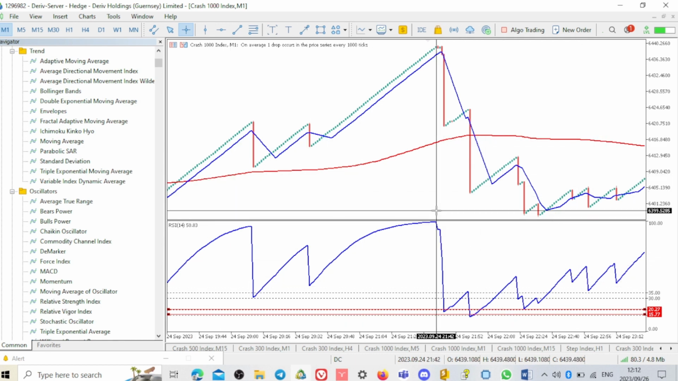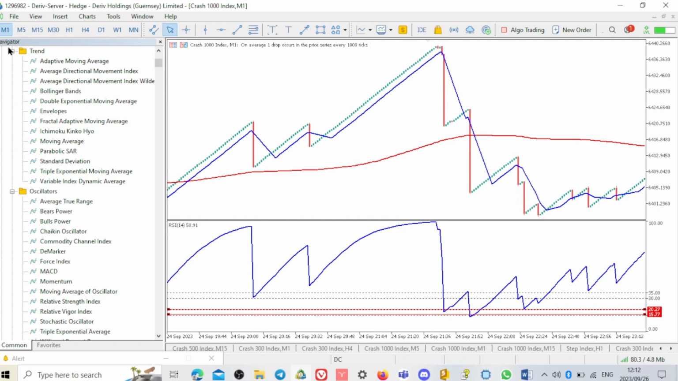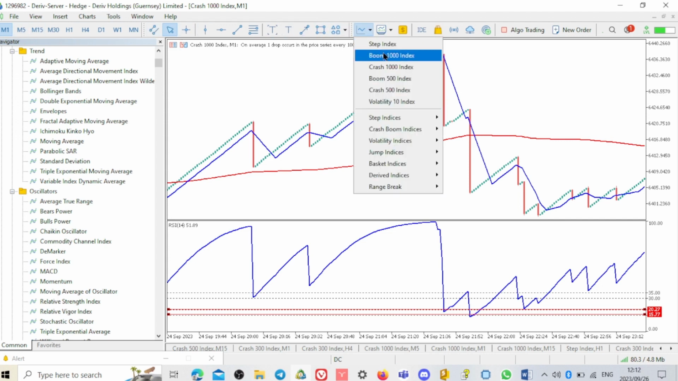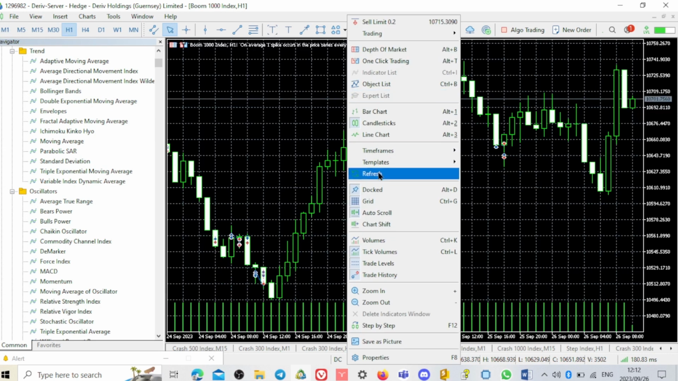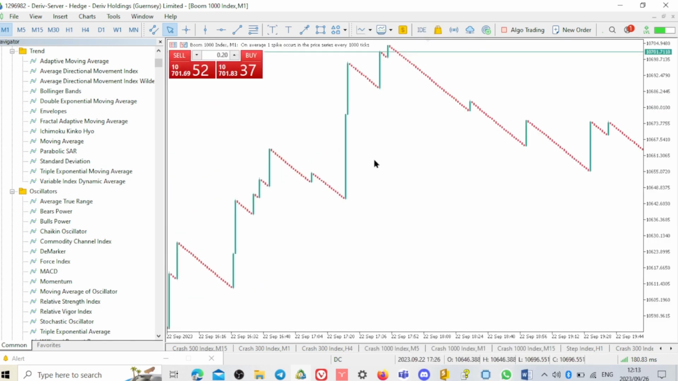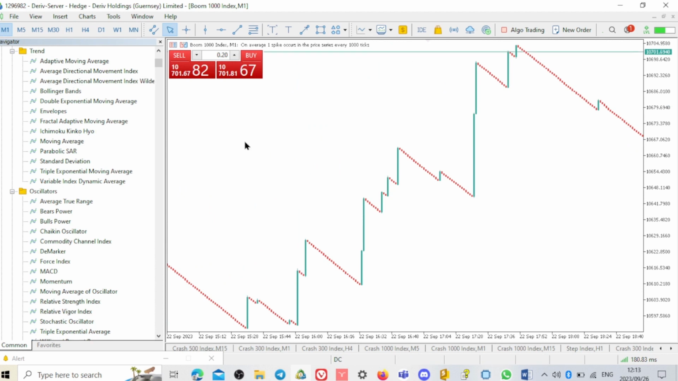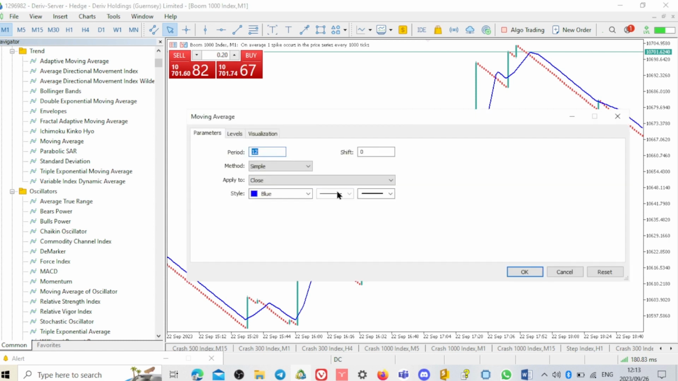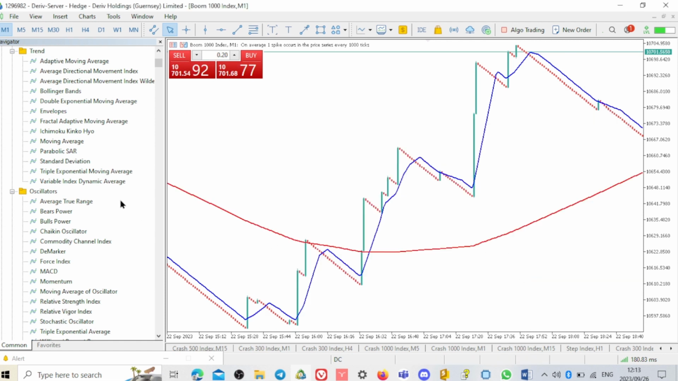So let's go and look at an example in Boom 1000. So let's quickly go to Boom 1000. Let me quickly install the indicators. So we have the first one, and we also have another moving average, and the period is 200. Then the next one is the relative strength index.